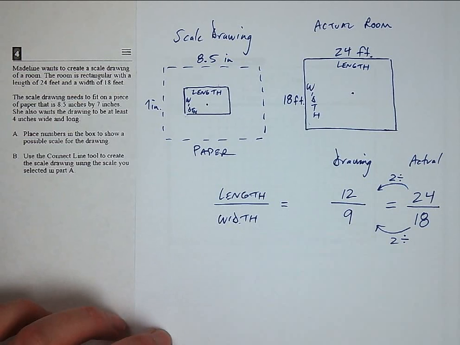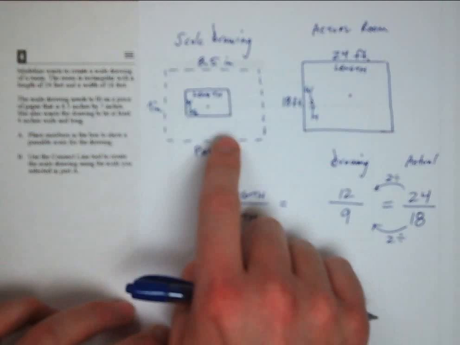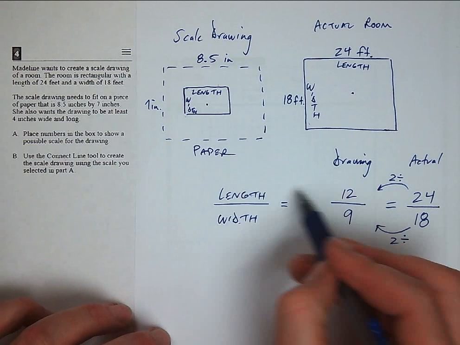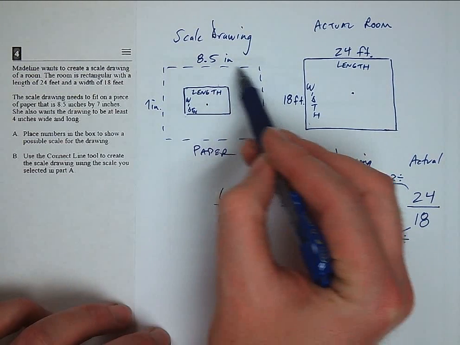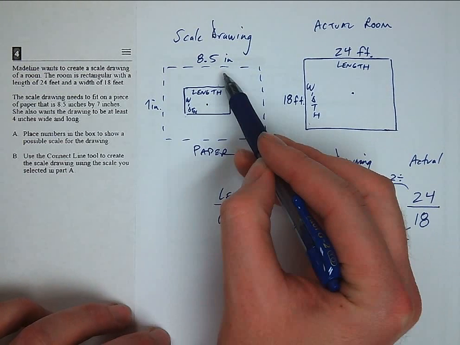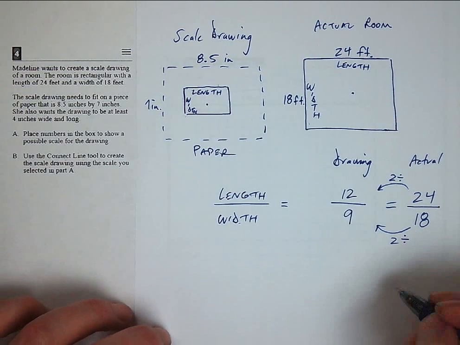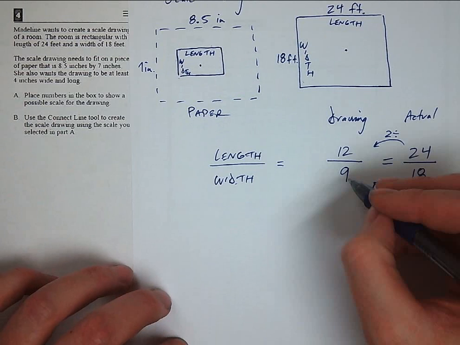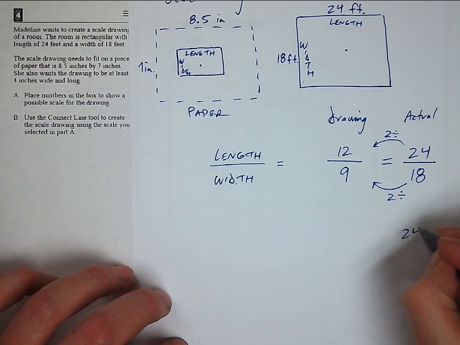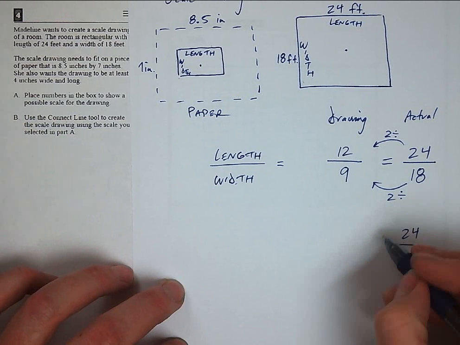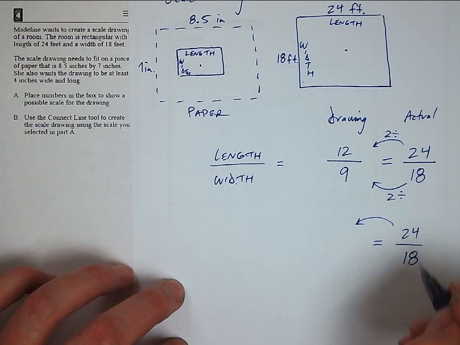But the question then becomes, is this drawing going to fit on this piece of paper? And you might be saying, well, no, actually. If it's 12 inches long, my paper's only 8.5 inches long. Right? So that's not going to fit. It's going to overlap. It's going to be too big. So we think of something else. We don't use 12 over 9. We don't simplify by dividing by 2.